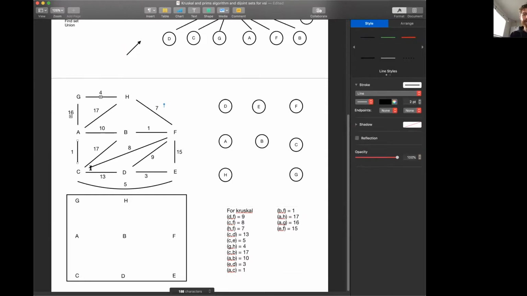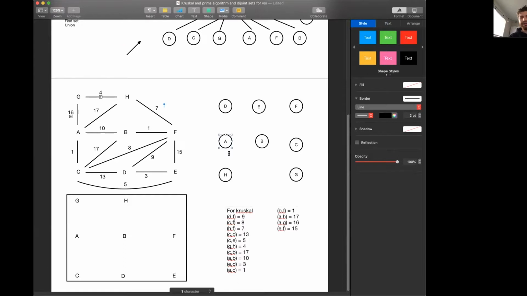I'm going to run something similar to what we were doing a couple minutes ago, which is find set on A. So if I ran find set on A, what should that give me? Find set should tell me what's the root of the disjoint set that I'm in, and find set on A should therefore return A because it's the root of its disjoint set. What about find set on C? C is a similar situation to A. It's by itself, so it's going to give me C.